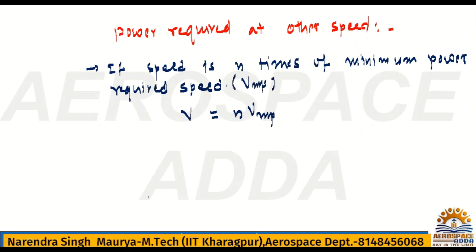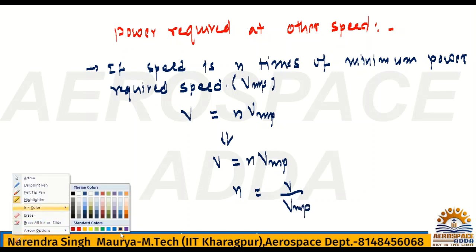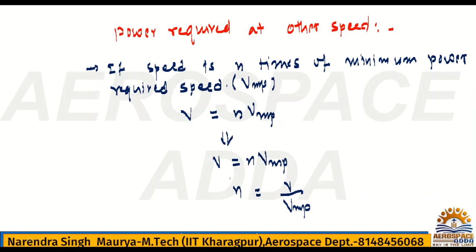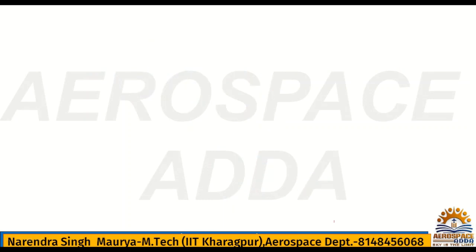Yes or no? So now we have V is equal to n times of Vmp, or what is the n? n is nothing but V upon Vmp. All right. Now at this speed, suppose we want to calculate the power required. Okay. Then what will be the formulation for it? It's very important. Now we can take the analysis.